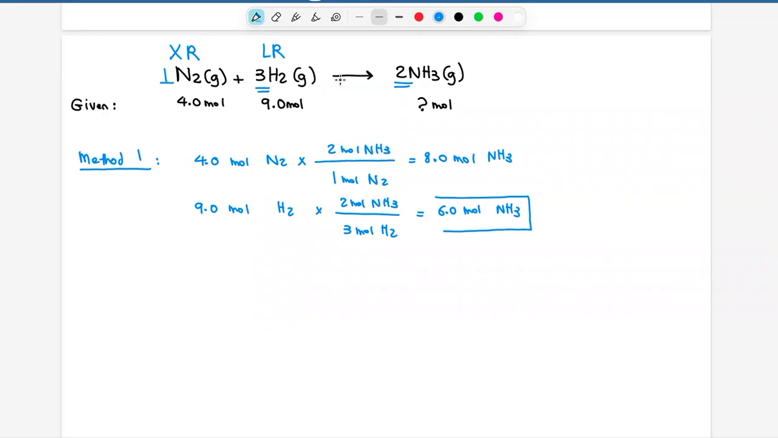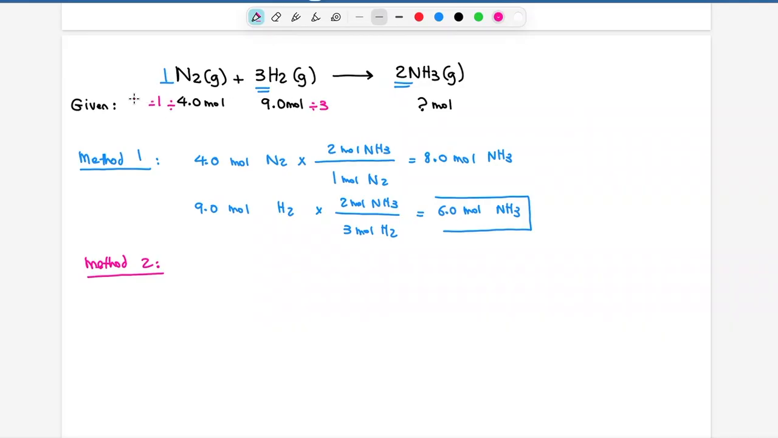However, there's a better method for finding the limiting and excess. I like the second method better, but you really have to be careful not to make a very common mistake. I'm going to explain the mistake as well. And that is by comparing the coefficients. So this is my method number 2. Just for a quick comparison, I divide the number of moles of N2 by 1 and the number of moles of H2 by 3. So I'm technically dividing them by their coefficients.